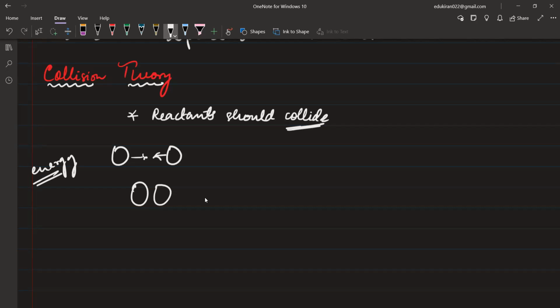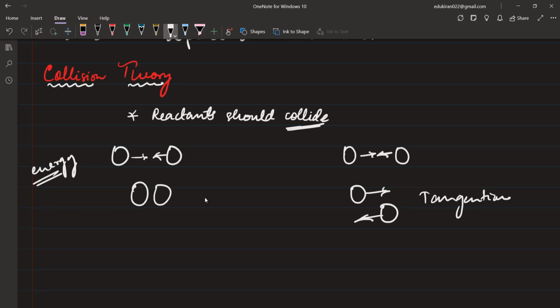Now, another type of collision is a very good collision in which they have energy and a head-on collision is happening. The other case would be that one molecule is here and the other molecule is here, going in opposite directions, and they collide just tangentially. I hope all of you will agree that if they collide just tangentially, then they are not going to give the product. Even if they have a good amount or the minimum required energy, they are not going to give any product because they are colliding just tangentially.